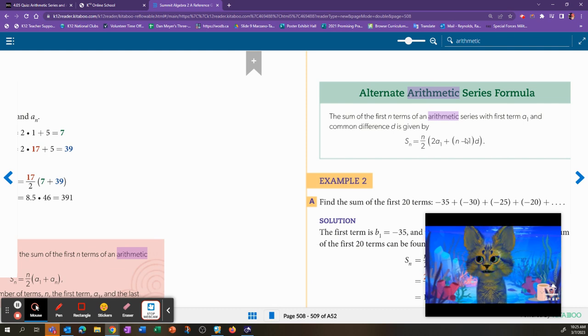We have S sub n, which is the series. The sum will be found by n over 2, where n is the limit, the top number that you're stopping at, times 2 times a sub 1, your first term, plus n minus 1. So whatever number you're going to, subtract 1, times d, which is the common difference.